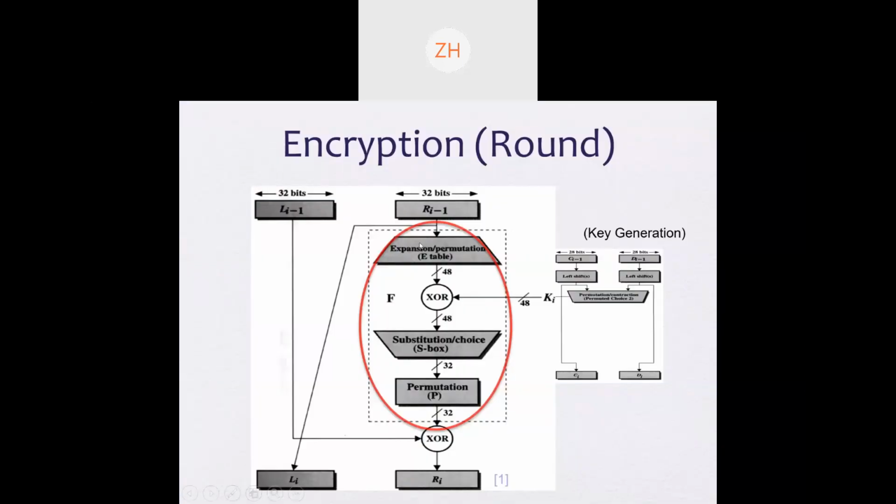Okay, this part. The input to the function is 32 bits in size. Only 32 bits. But the output from the expansion table, what is the size of this output? Is it 40? Is it 48? I'm just asking you to get you awake. It's 48, right? So from 32 it now becomes 48. What do they do? They expand the table. How do they expand? We will see after this.